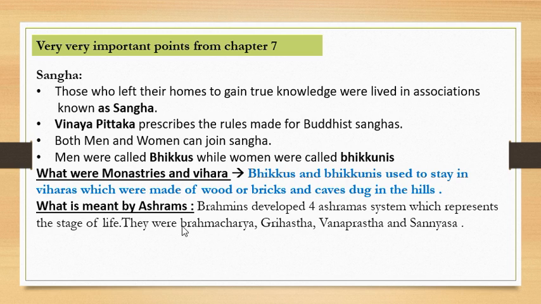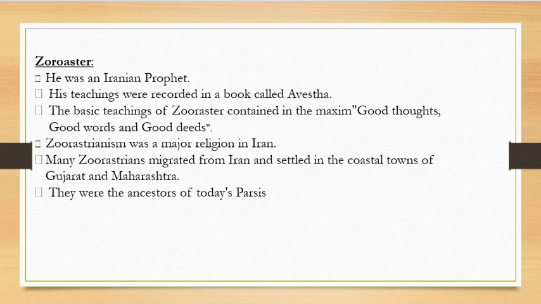Okay, so what is meant by ashrama? Ashrama is a concept in Hindu religion, you can say. Okay, so Brahmins developed the four ashrama system which represents stages of life. They were Brahmacharya, Grihastha, Vanaprastha, and Sannyasa. Okay, so they are written in chronological order.